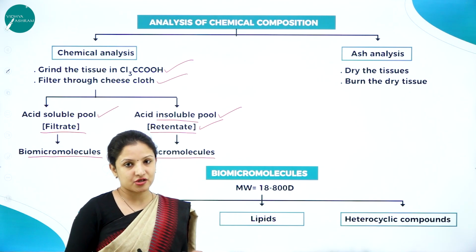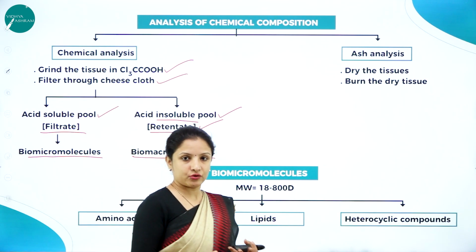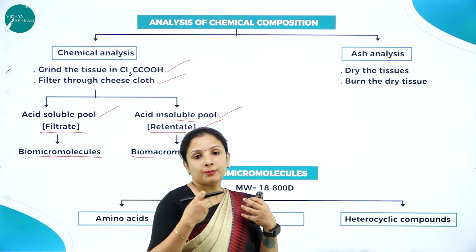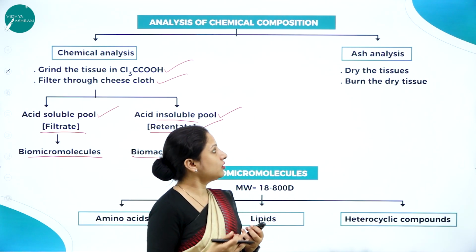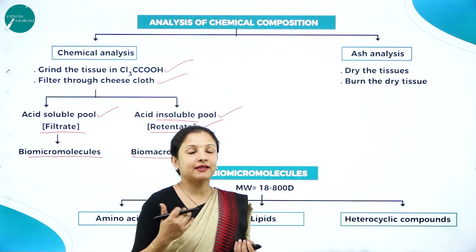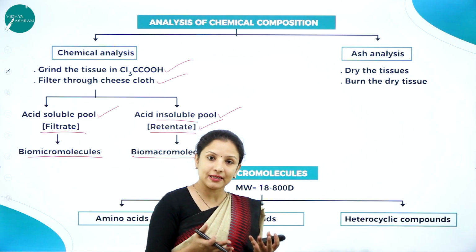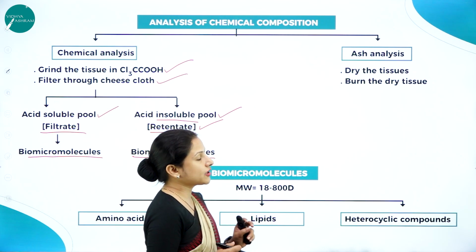You take a plant tissue or an animal tissue, dry it under shade drying, and then burn the dry leaves or dry tissue. Whatever ash you get is again subjected to further analysis to find out what compounds are exactly present in it. That is about ash analysis.